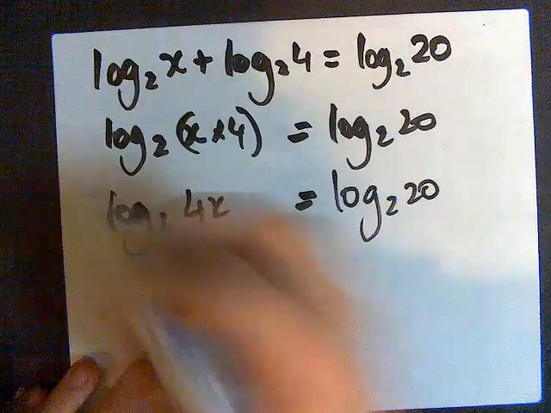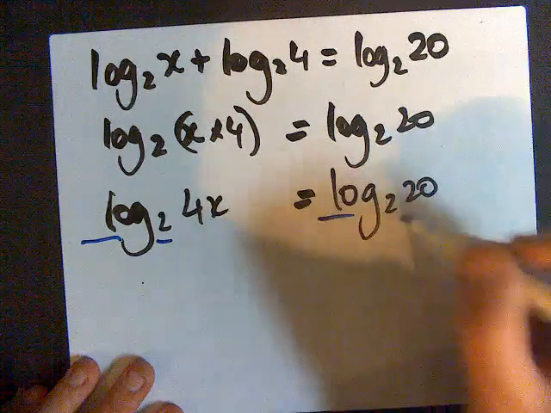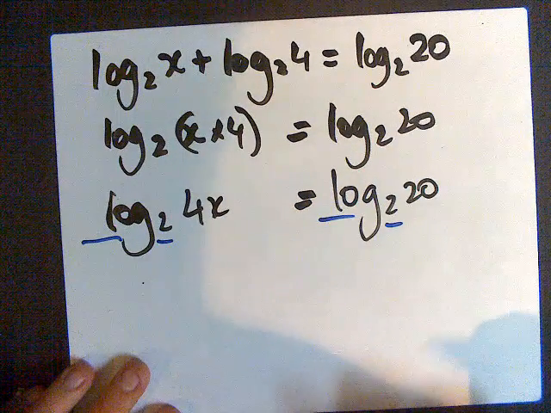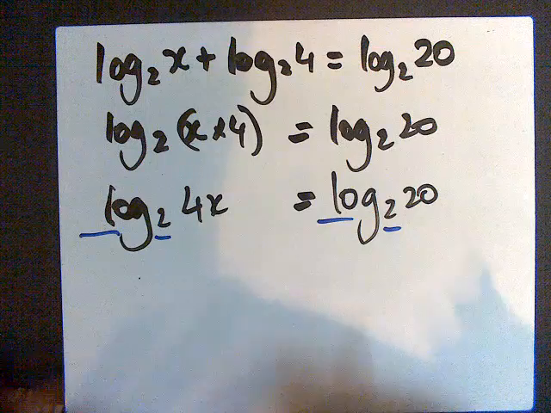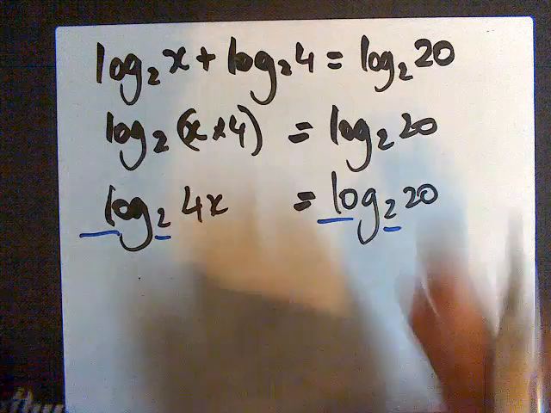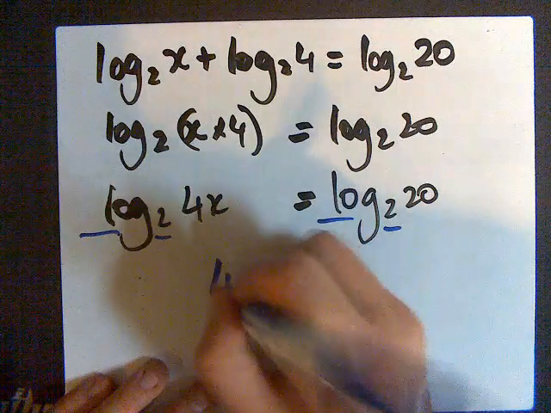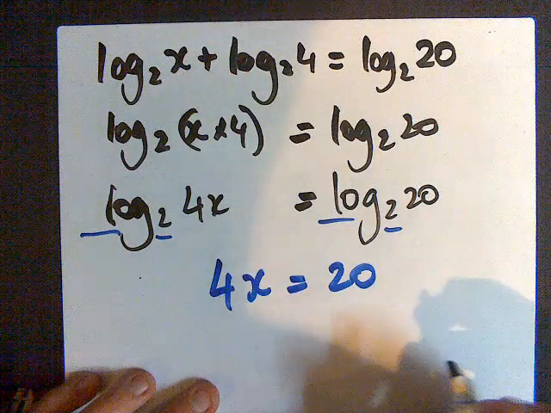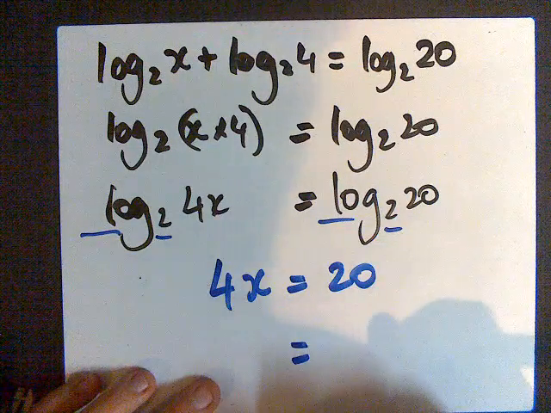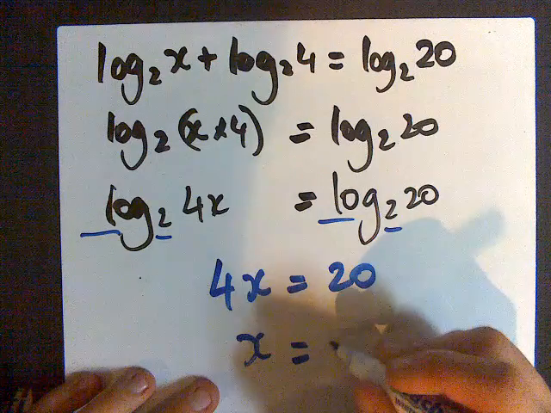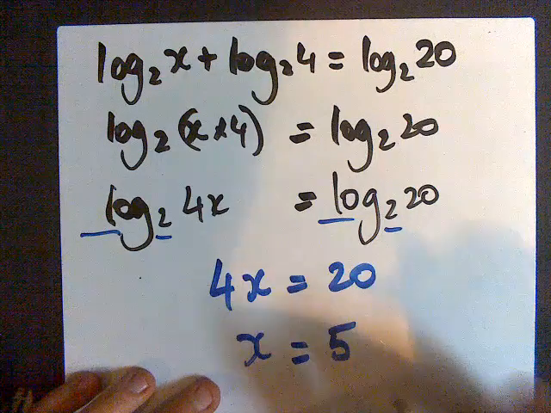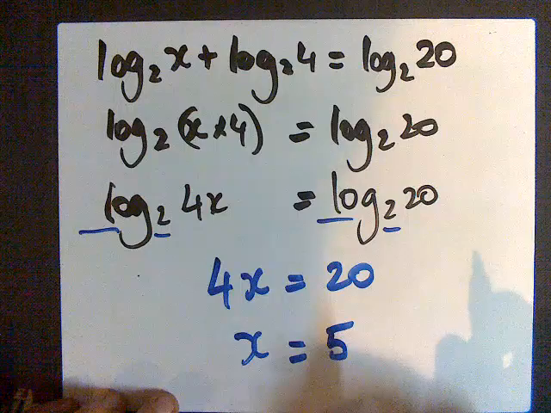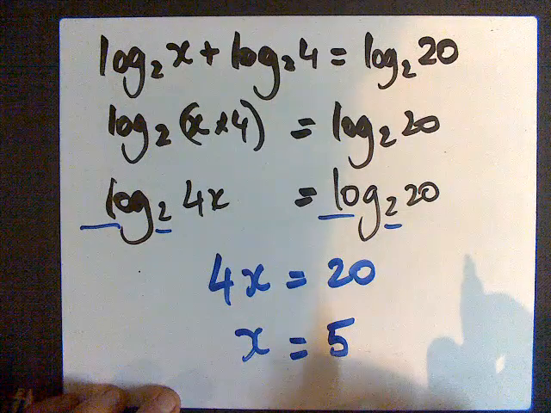Now if we look here, I have log base 2, log base 2. I'm dealing with the same thing. I have the same base essentially, so I can actually ignore those for now and just solve for x by saying 4x equals 20. And if I did 20 divided by 4, x is going to equal 5. 4 5s are 20. Yep, that's it.